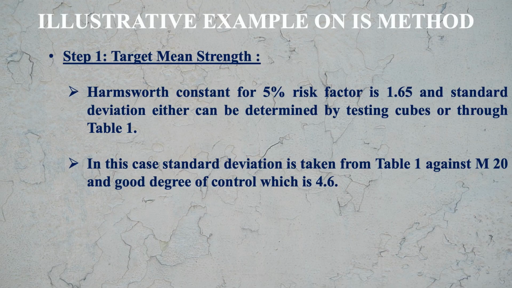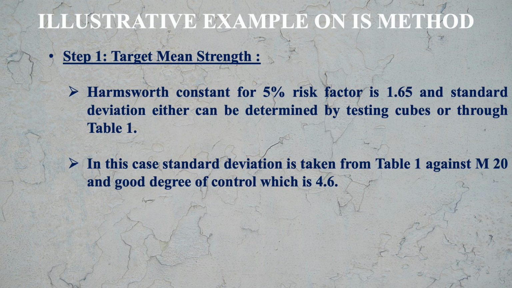So here also you can see this table. This is the table, and from this table you can get the standard deviation value. In this case, the standard deviation is taken from table 1 against M20 and a good degree of control, and the standard deviation for M20 with good degree of control is 4.6 in table 1.